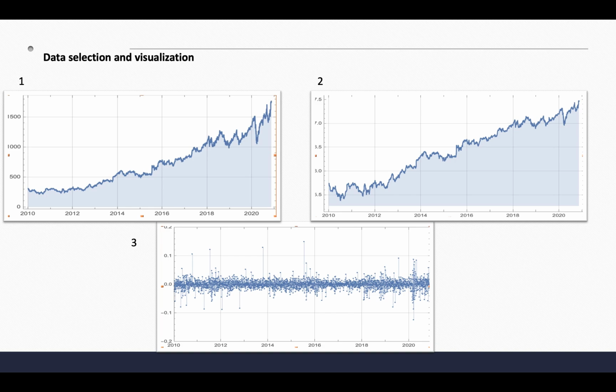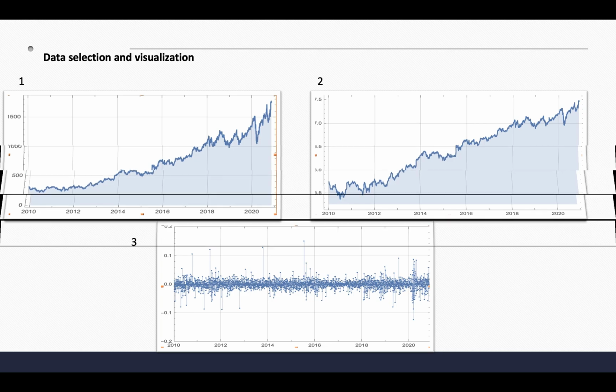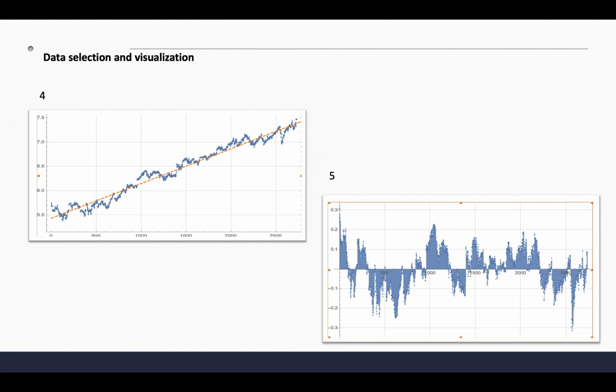Chart 3 describes the data difference day by day. From this chart, we can see the price fluctuation in a clear way. In chart 4, I draw a linear fitting line, which is the yellow dashed line, for the price data. And chart 5 represents the difference between the fitting data and the real data. In the data selection and visualization part, what I want to show is the summary of the data I chose, and to interpret the data in a brief way.